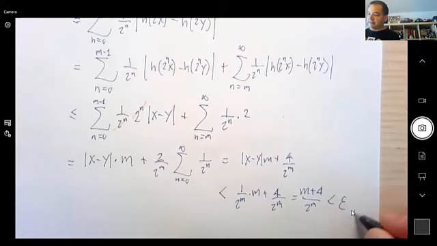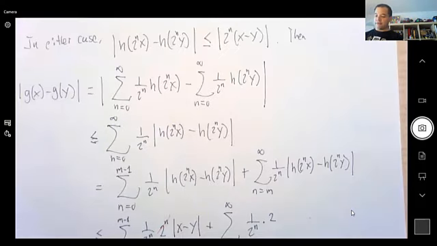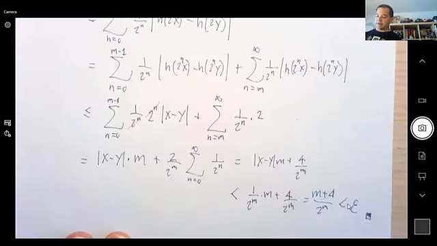And that's it. For arbitrary two numbers x and y, g of x minus g of y is strictly less than epsilon. Okay, so that's it. That finishes the proof. This is uniformly continuous. Next class, on Thursday, we'll finish the part about not being differentiable at any point, right? Which to me is actually quite surprising, okay?